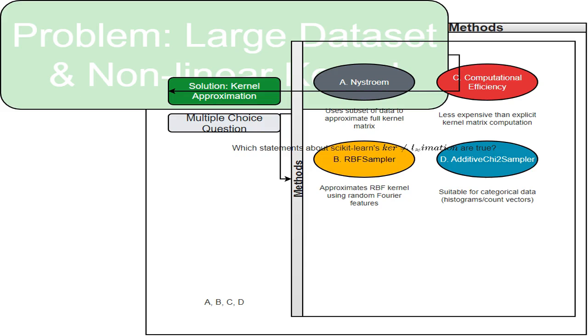Get ready. We're dealing with a huge dataset and want to use a support vector machine, SVM, with a fancy, nonlinear kernel. The issue is, calculating the kernel matrix for such a large dataset is incredibly slow and computationally expensive. That's where kernel approximation steps in to save the day.